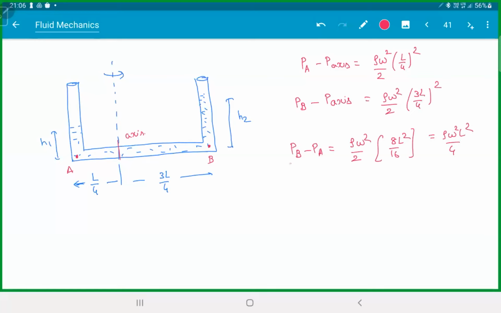And what is PB? PB is P naught plus rho g H2. What is PA? P naught plus rho g H1. So we get H2 minus H1, rho will cancel, omega square L square by 4g. Check. Harsh, you got it right. Is this clear, everyone? If you don't know the previous result, you can't solve this question.